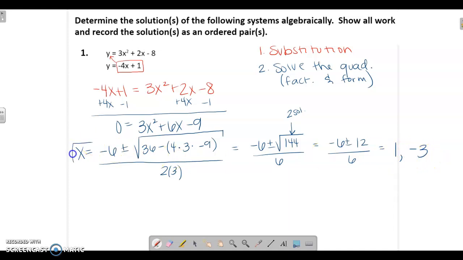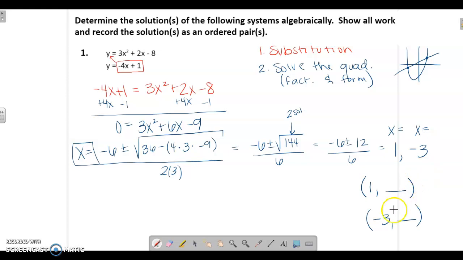Remember, we were solving for x here. So we are actually expecting two solutions. This is a situation where the line and the parabola cross in two spots, right? So really what we just found is that our solutions are the coordinates 1 something and negative 3 something, right? Because x equaled 1 and x equaled negative 3 are the x's of our solutions.